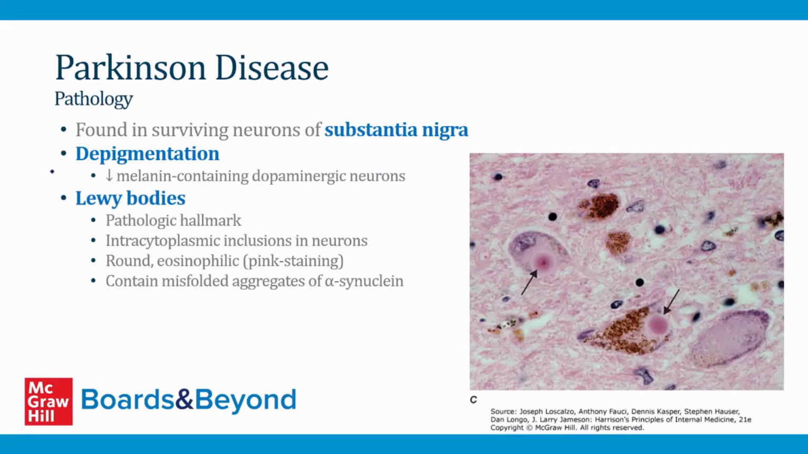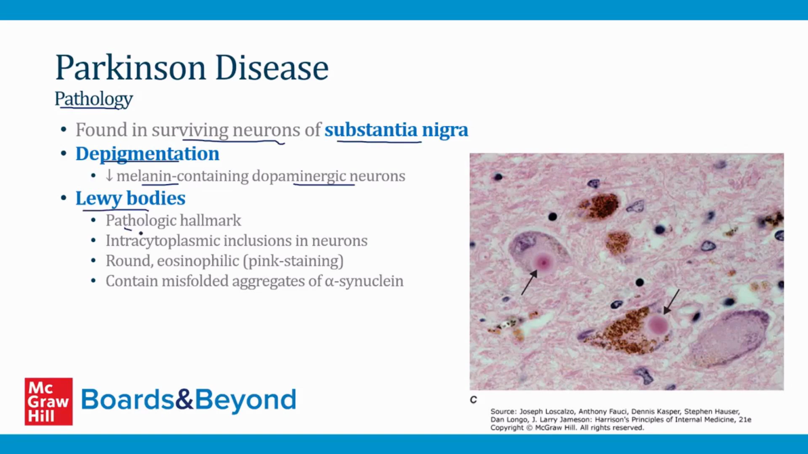When you examine brain tissue from patients who have Parkinson's disease, there are two classic pathology findings, so let's talk about those now. These pathology findings are found in the surviving neurons of the substantia nigra. The first classic finding is depigmentation. Those dopaminergic neurons contain melanin, and you have fewer of them in Parkinson's disease, so therefore this region of the brain where the substantia nigra is, in the midbrain, is less pigmented compared to normal. Second classic pathology finding is the presence of Lewy bodies.